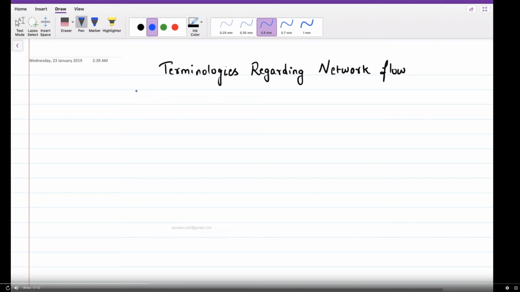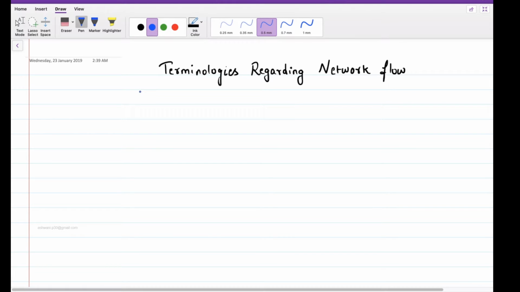Hello guys, this is Sanket here from Coding Blocks, and today we are going to discuss some terminologies regarding the network flow problem. So, as discussed in the last video, the flow of a material at any point in the system is intuitively the rate at which the material moves.